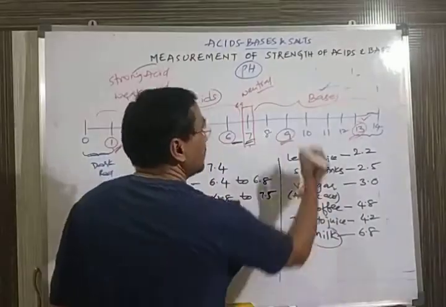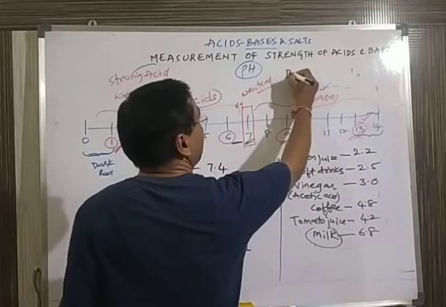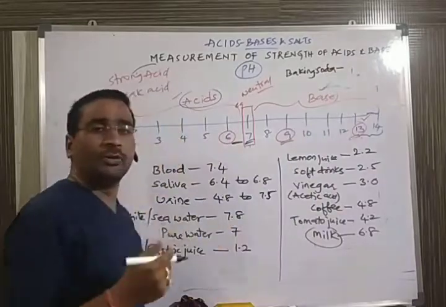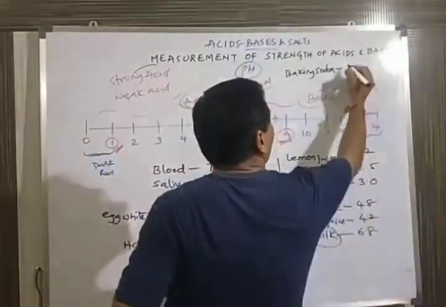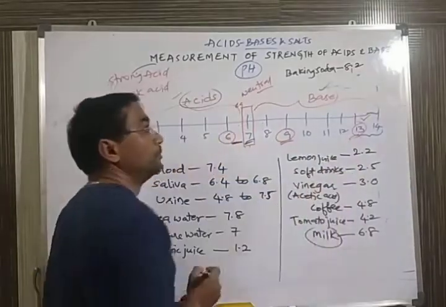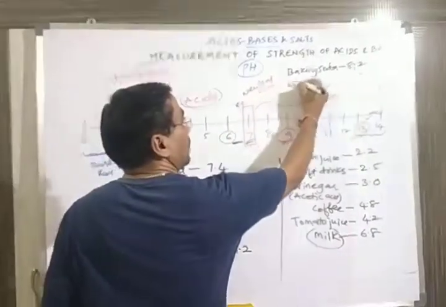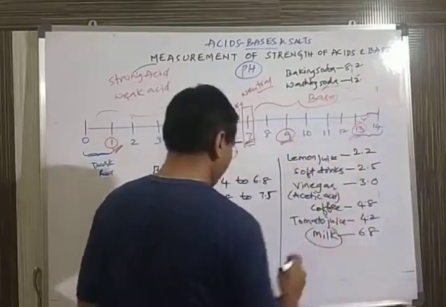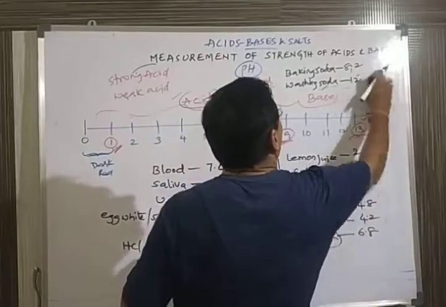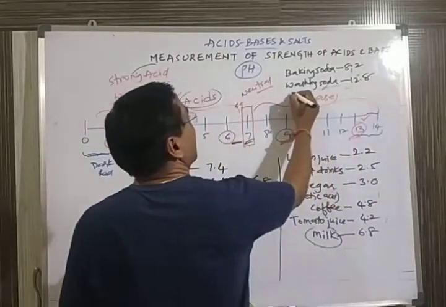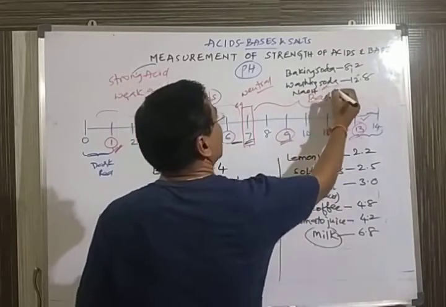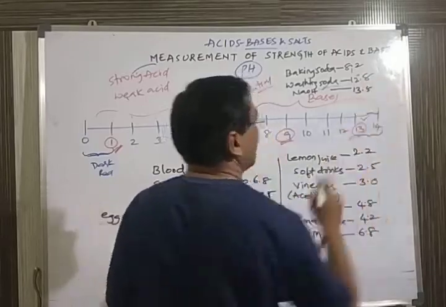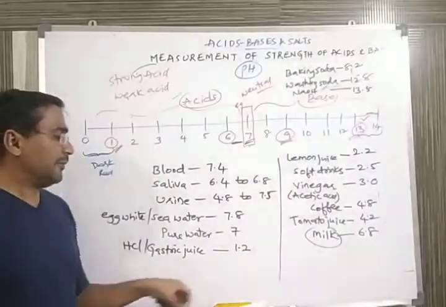Apart from that, I can also write some other examples here. Baking soda. The base we use in our kitchen is baking soda. Baking soda has a pH of 8.2. Next, washing soda. Washing soda has a value of 12.8. And we can have NaOH. NaOH has a value of 13.5.